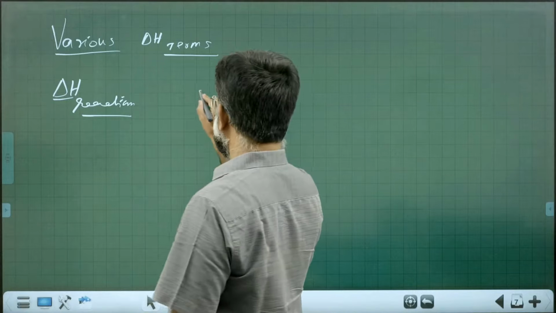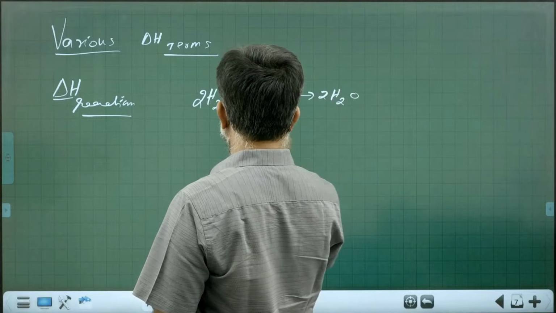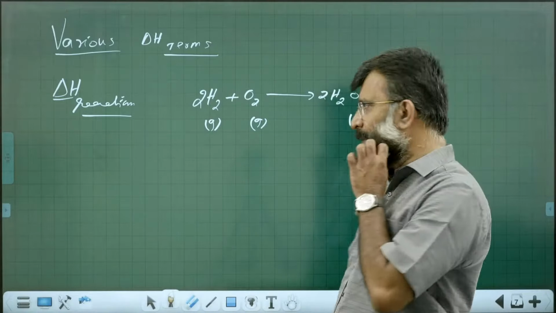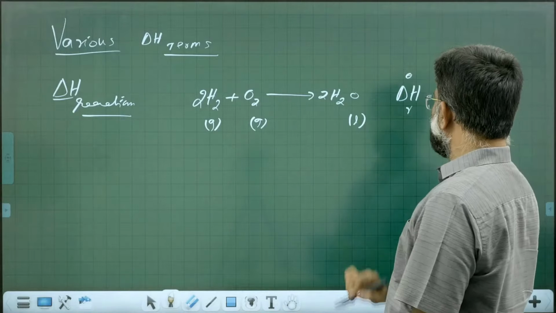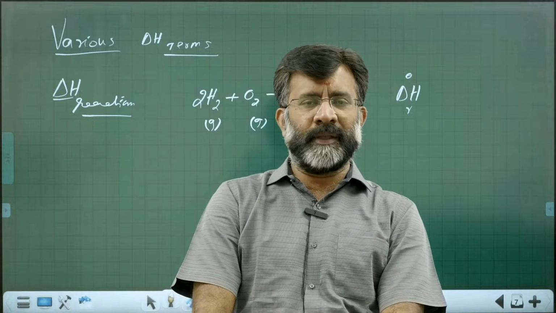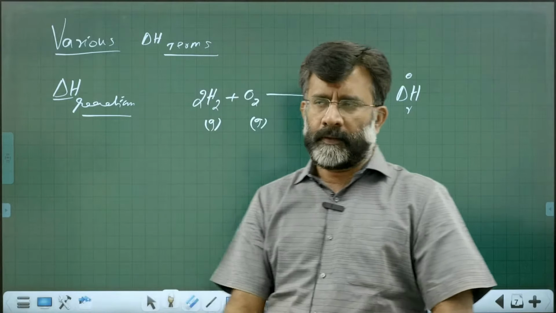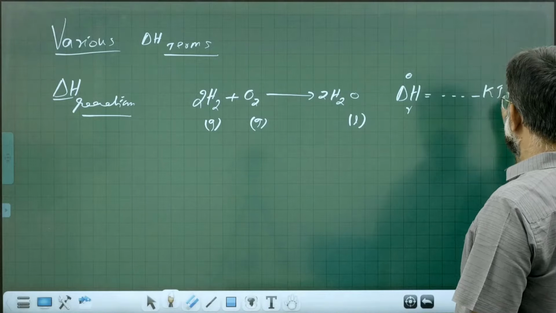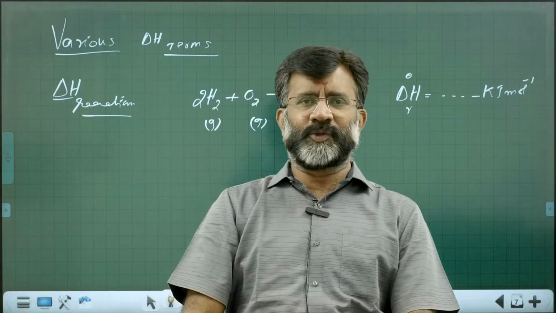Suppose we are writing 2H2 plus O2 giving 2H2O. Gaseous state, liquid state, standard condition. We call this enthalpy of reaction. Rather, we give a degree-like symbol, standard enthalpy of reaction. What is meant by standard enthalpy? All reactants are in their standard state. The value concerned is called enthalpy of reaction and it will be kilojoule per mole. All enthalpy terms are expressed in kilojoule per mole.